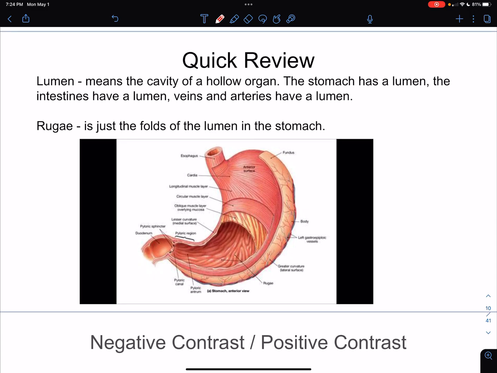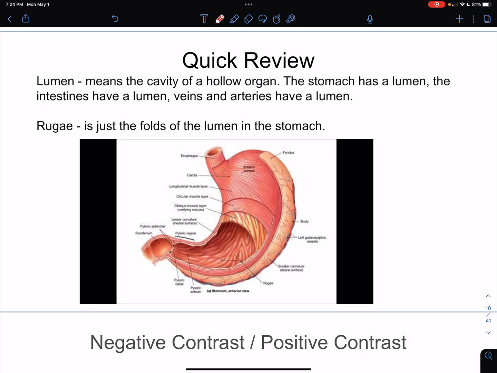So, quick review of the stomach anatomy. The lumen is the cavity of a hollow organ. The stomach has a lumen. The intestines have a lumen. The veins and arteries have a lumen. And so they're hollow until they're filled with something. Of course, veins and arteries, blood. The stomach is going to be filled with gastric contents, right? And then the intestine, feces. So they are technically hollow organs lined with lumen.